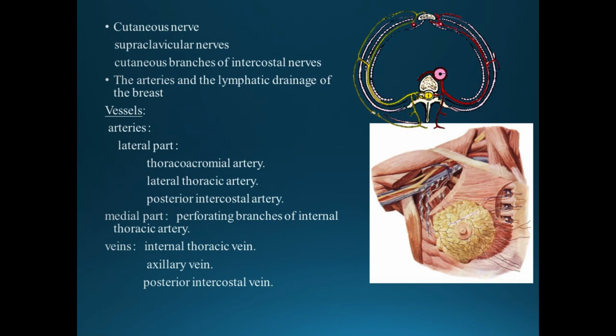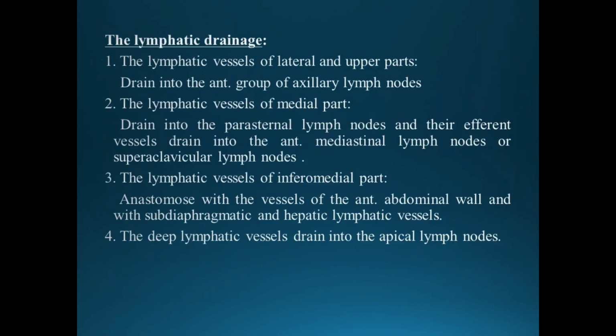The arteries and the lymphatic drainage of the breast. Vessels. Arteries. Lateral part: thoracoacromial artery, lateral thoracic artery, posterior intercostal artery. Medial part: perforating branches of internal thoracic artery. Veins: internal thoracic vein, axillary vein, posterior intercostal vein. The lymphatic drainage.